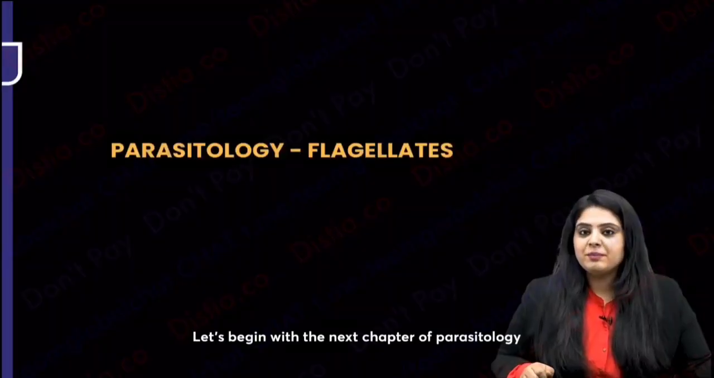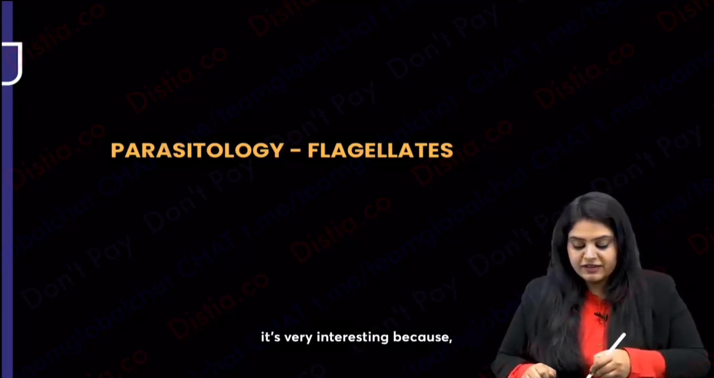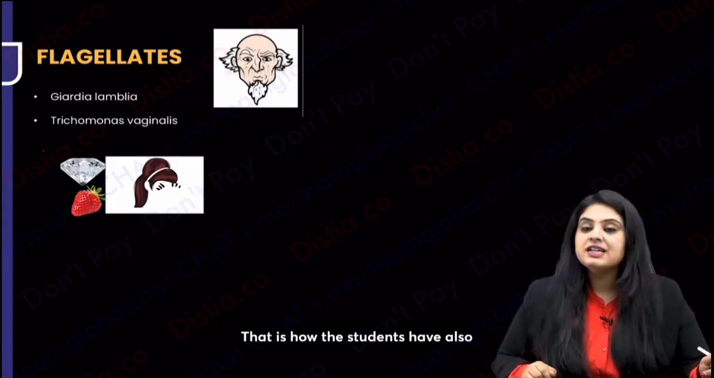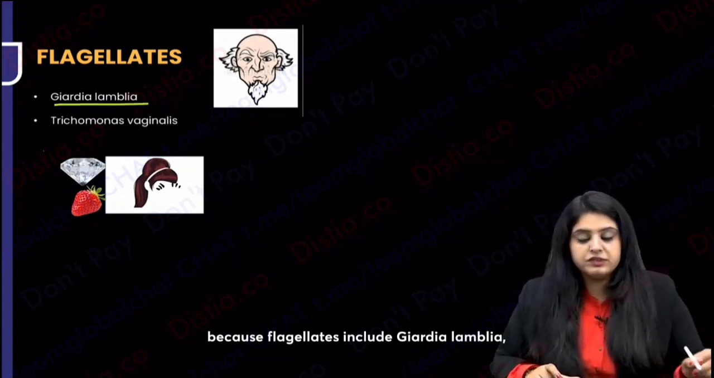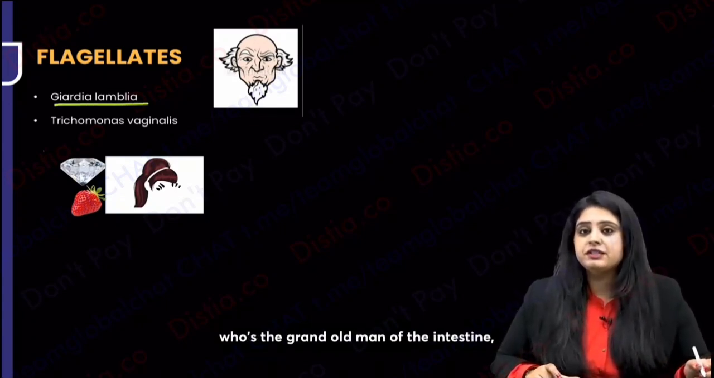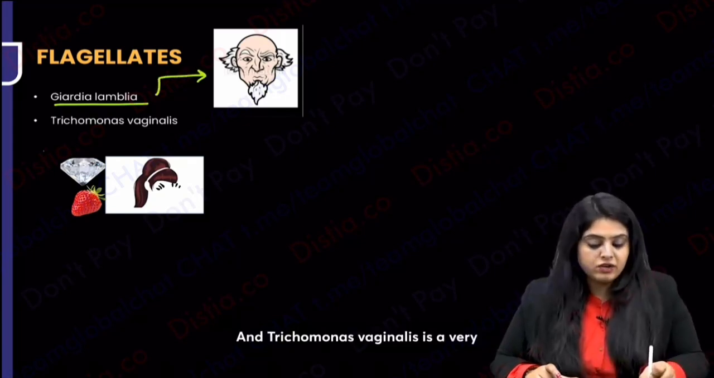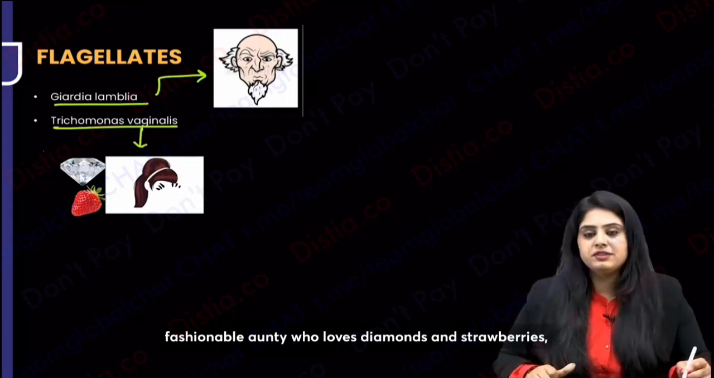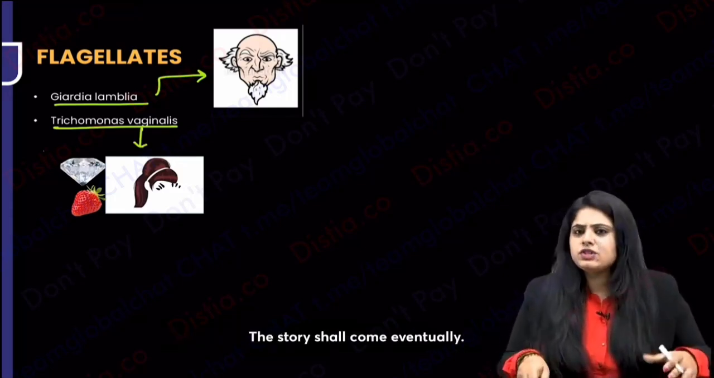Let's begin with the next chapter of parasitology, and those are the flagellates. Now, when I'm talking about flagellates, it's very interesting because I'm going to tell you about an angry uncle and a fashionable auntie. That is how the students have also started learning it, because flagellates include Giardia lamblia, who's the grand old man of the intestine, the grand old angry man of the intestine. So that is Giardia lamblia, and Trichomonas vaginalis is a very fashionable auntie who loves diamonds and strawberries, and that's the story of how we'll be learning these two. So the story shall come eventually.